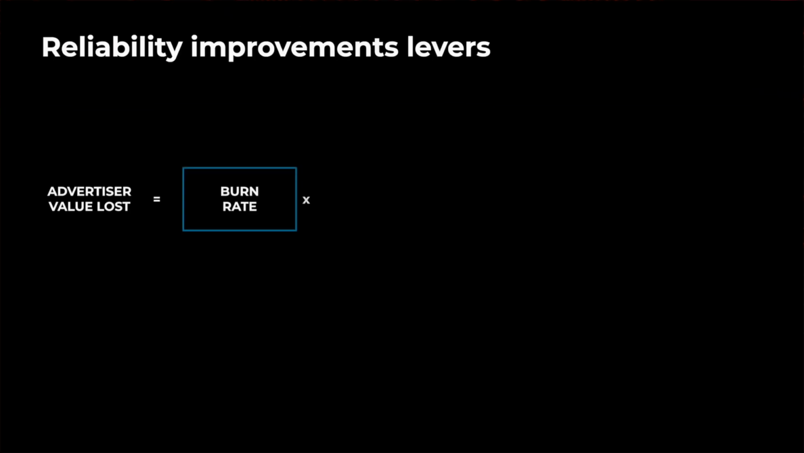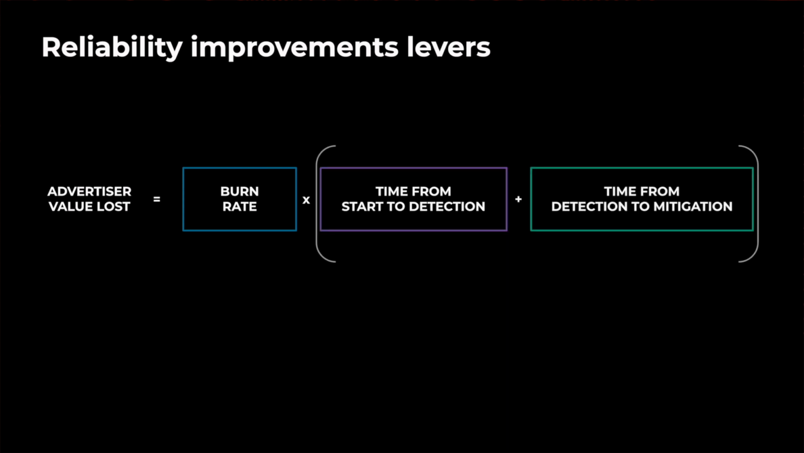So I'm going to now focus on how we use our analytics tools and measurement to identify levers and focus our efforts. As I mentioned before, advertiser value that is lost as a result of reliability issues is the main metric that we want to reduce. If you look at this metric, you can actually decompose it into three terms.